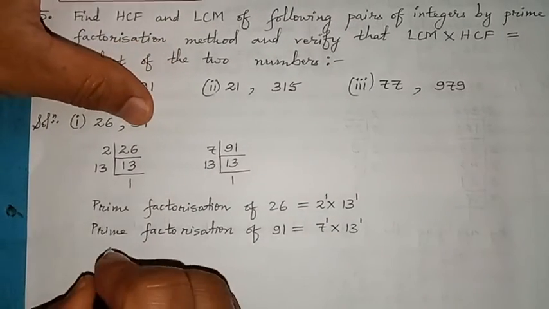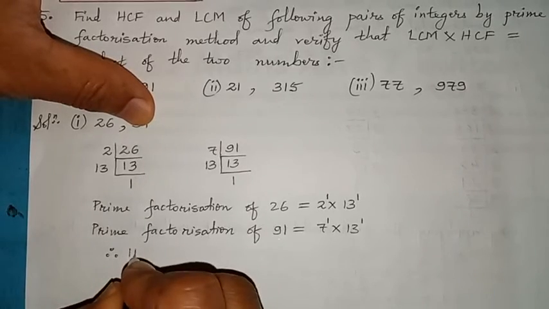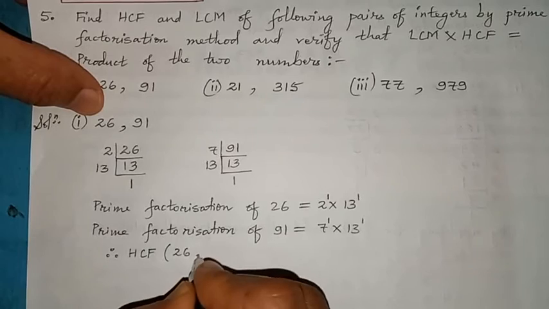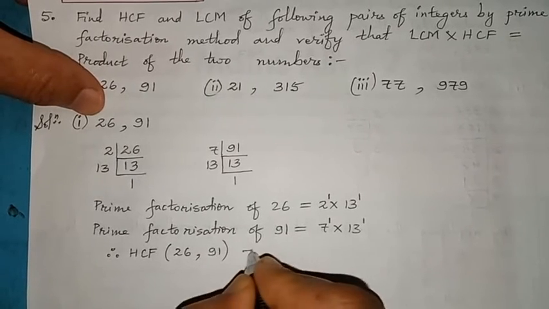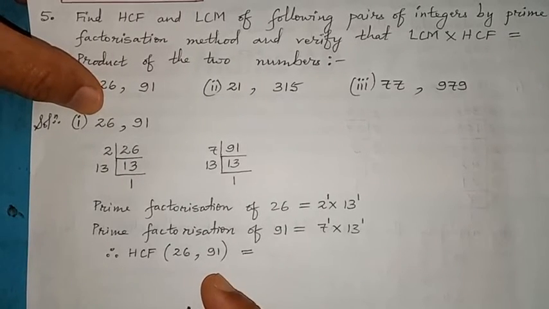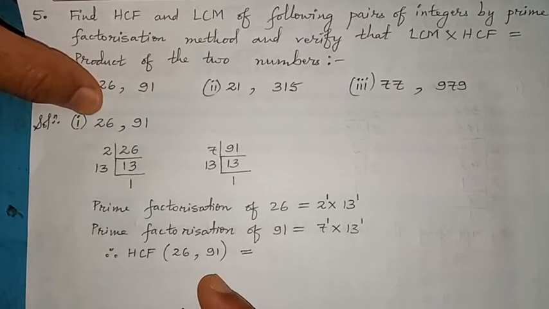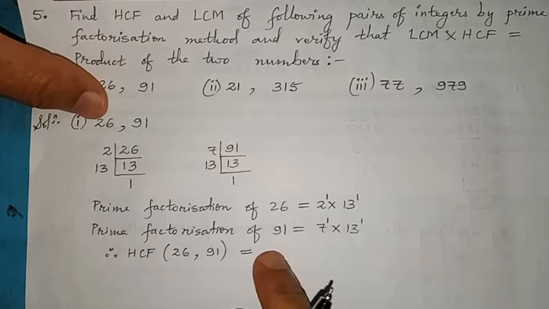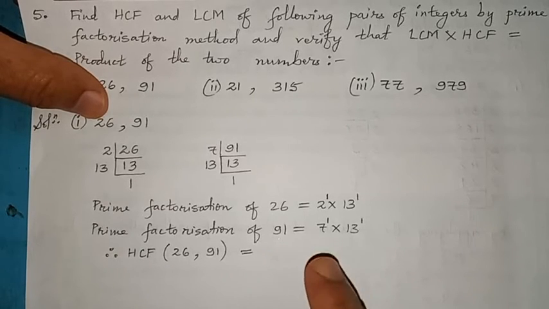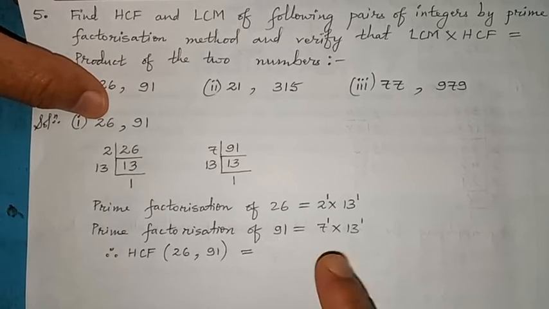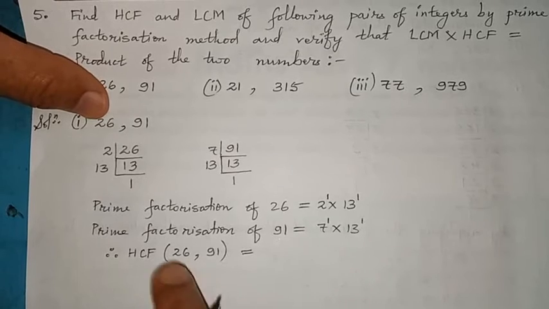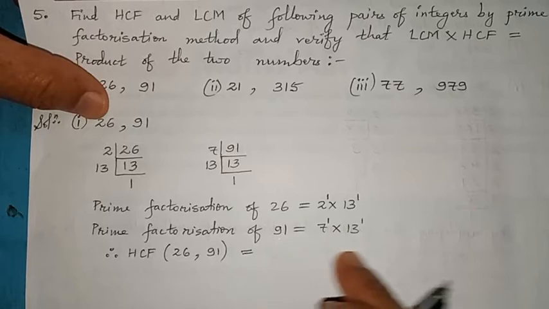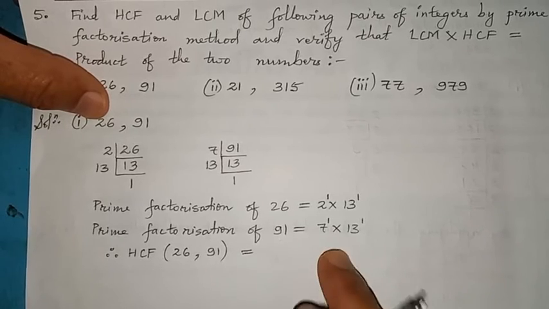After that prime factorization, now we'll find HCF. Therefore, HCF of 26, 91. So in the previous videos in question number 4, I've explained to you that HCF is nothing but the product of only the common prime factors, that also with the lowest power. HCF is the product of all the common prime factors, only common, same. Uncommon we will not take, only common prime factors with the lowest power.